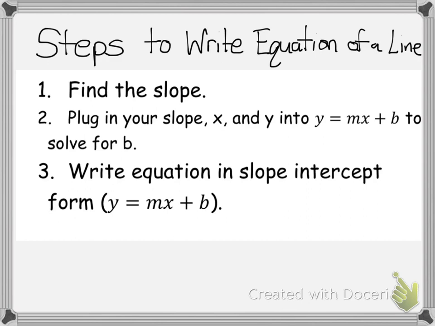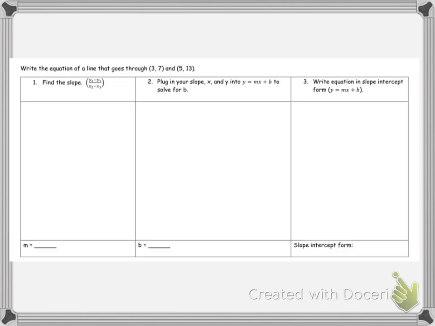Welcome back! All right, as you can see, the first step says to find the slope. Then you're going to plug in your slope, x and y, into y equals mx plus b to solve for b. Then you're going to write the equation out in slope-intercept form. Let's look at this first example.